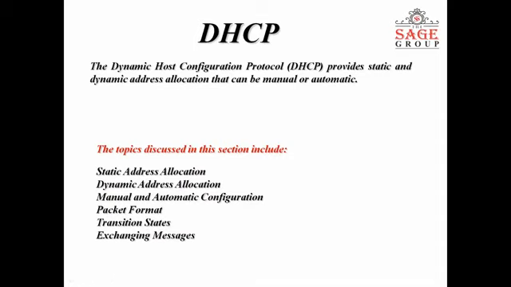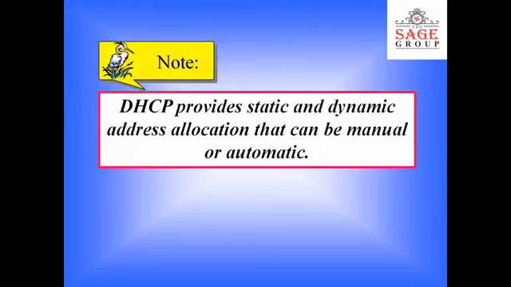Now we start DHCP. As we already told, write down the things. DHCP provides static and dynamic address allocation that can be manual or automatic.